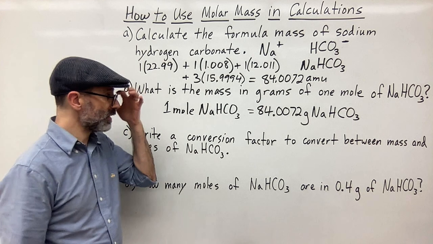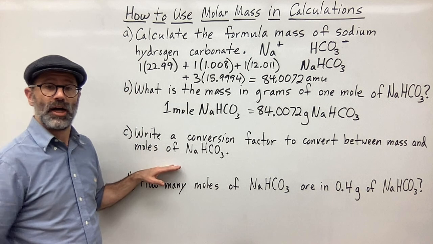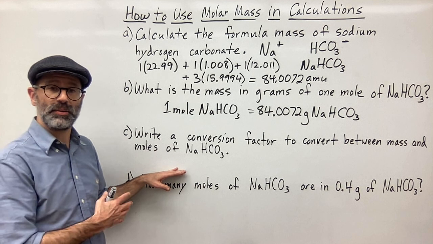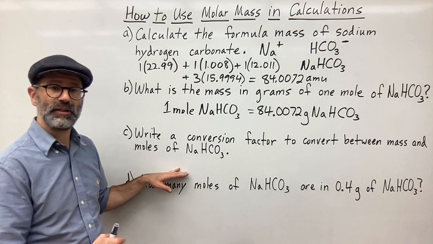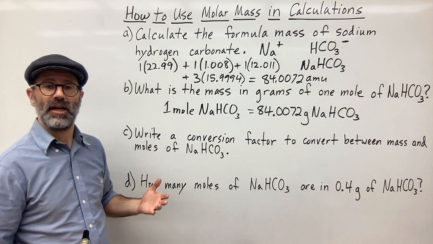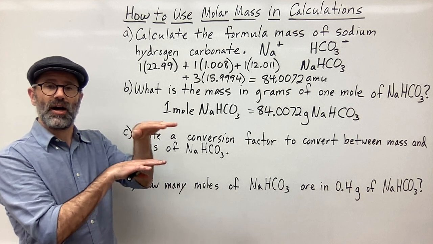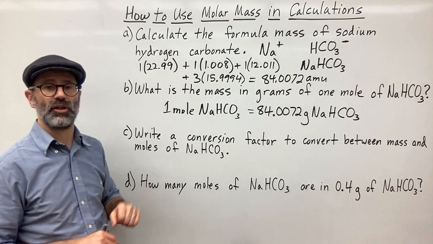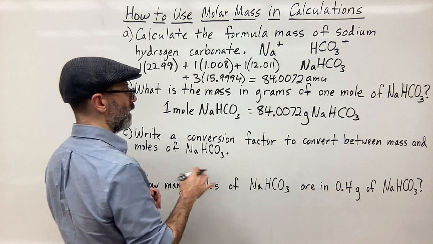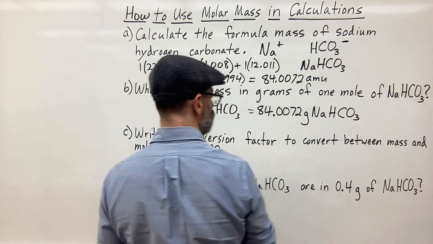And so next thing they ask us is write a conversion factor. Well, the conversion factor to help us convert between mass and moles of this substance is its molar mass. So all we need to do is take this, write it as a conversion factor. What is a conversion factor? It's just a ratio of two units that are related to each other that are equal, right? So here, since these are equal, all I have to do is set them over each other as a ratio. And there's two ways to do that.